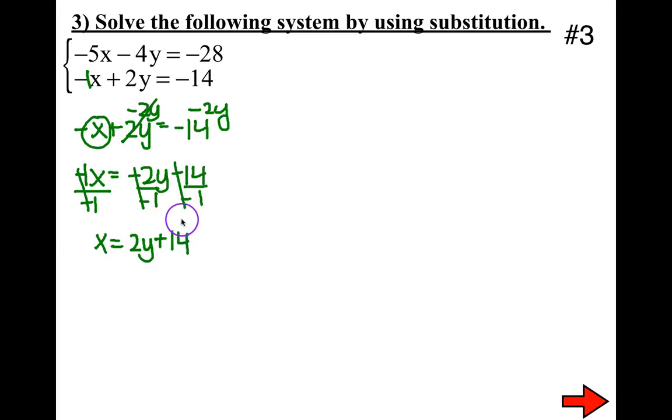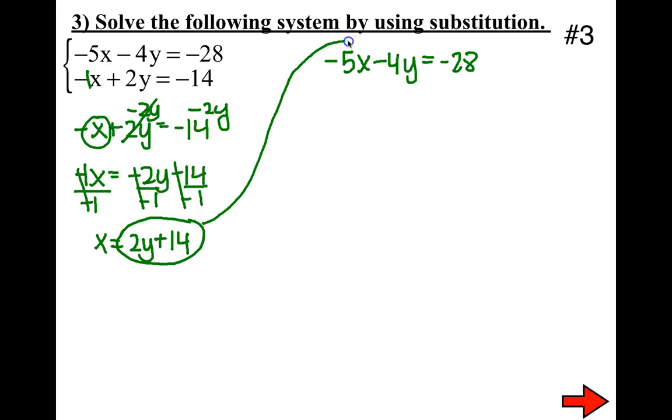Now I know the expression for x, so I'm going to go ahead and use the other equation, which is the first one. Negative 5x minus 4y equals negative 28. What I'm going to do now is take this expression 2y plus 14 and substitute it in for x. Why x? Because here it says x equals. So now I have negative 5 times 2y plus 14 minus 4y equals negative 28.